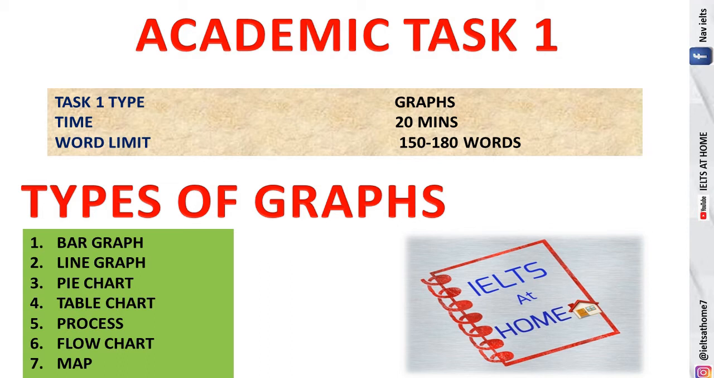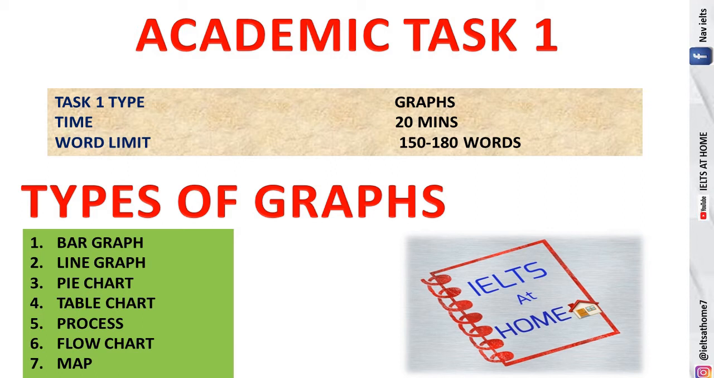So in academic task 1, the time limit is 20 minutes. Totally, you will get 1 hour or 60 minutes for the writing module, in which you need to use 20 minutes for task 1 and 40 minutes for task 2. The word limit for task 1 is 150 to 180 words. You need to write more than 150 words. If you write less than 150, then it may affect your band score.